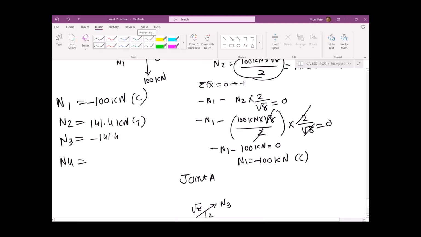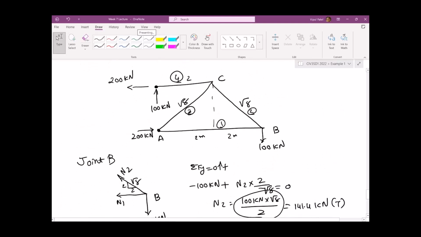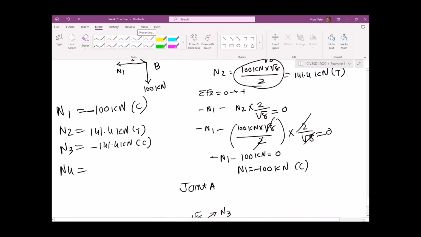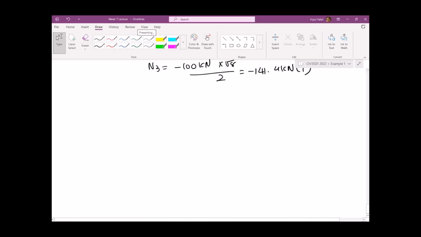N3 is minus 141.4 kilonewtons compression. N4, in here we can use joint number D. Joint D is basically 200 kilonewtons positive, because you can see this force should be opposite and equal. So positive 200 kilonewtons tension. So N1, N2, N3, N4 done easily. I think in week number 3 we did it plenty of times.